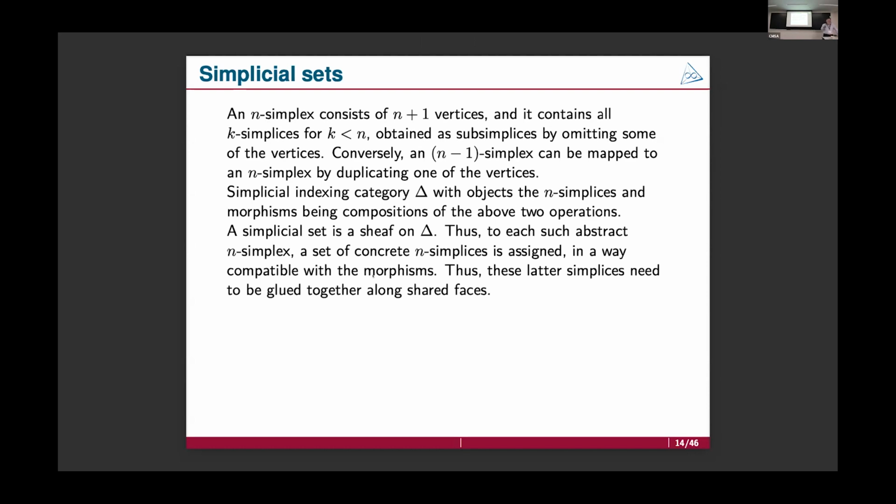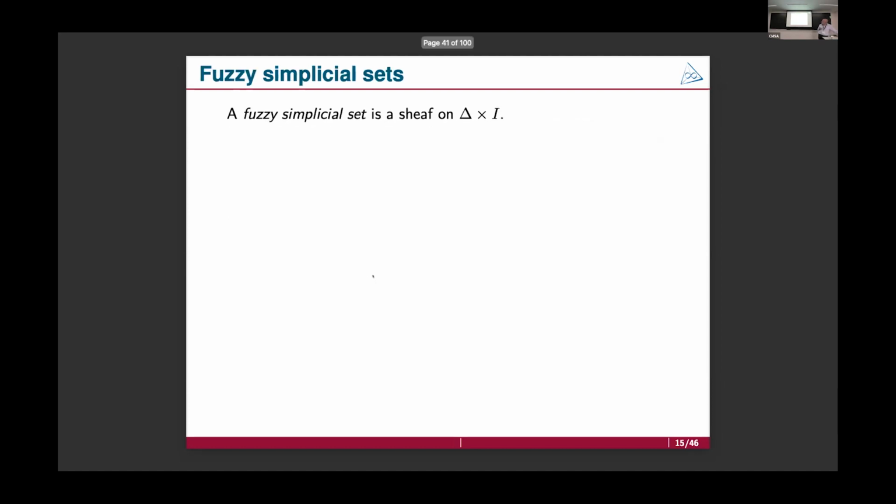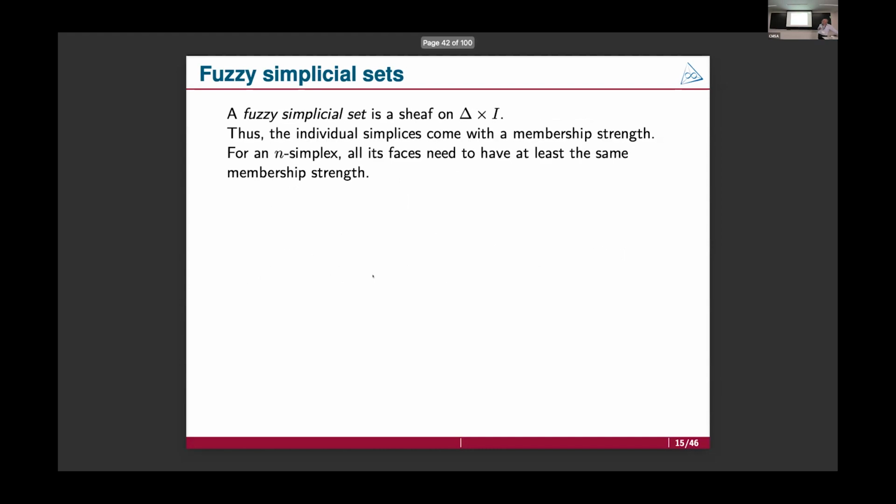So probably you all know what a simplicial complex is. This way of looking at it is maybe a little unfamiliar, but the point is that you can then also do that for fuzzy. You can define fuzzy simplices and fuzzy simplicial sets. Then you have both the simplicial index category, and you have this open interval I where you assign membership strengths.